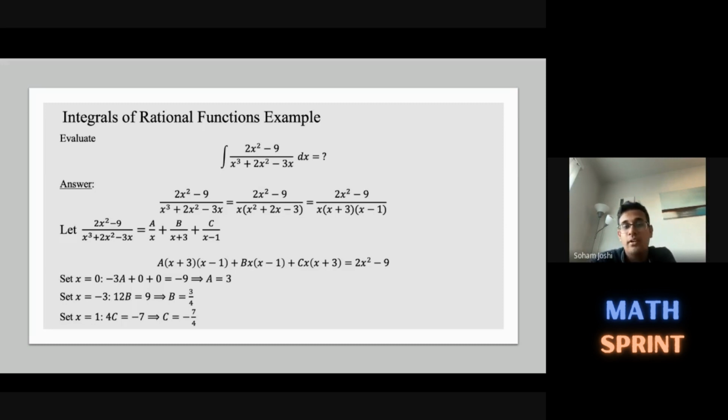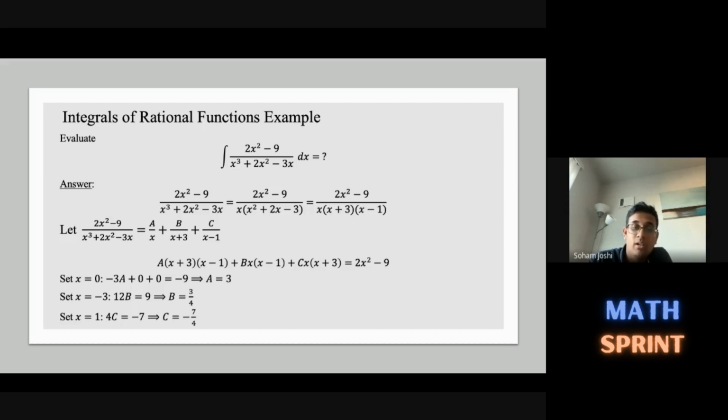Using algebra, you'll figure out that A times (x plus 3) times (x minus 1) plus Bx times (x minus 1) plus Cx times (x plus 3) is equal to 2x squared minus 9. So now how do we figure out what A, B, and C are all supposed to be? Well, here's the convenient part.